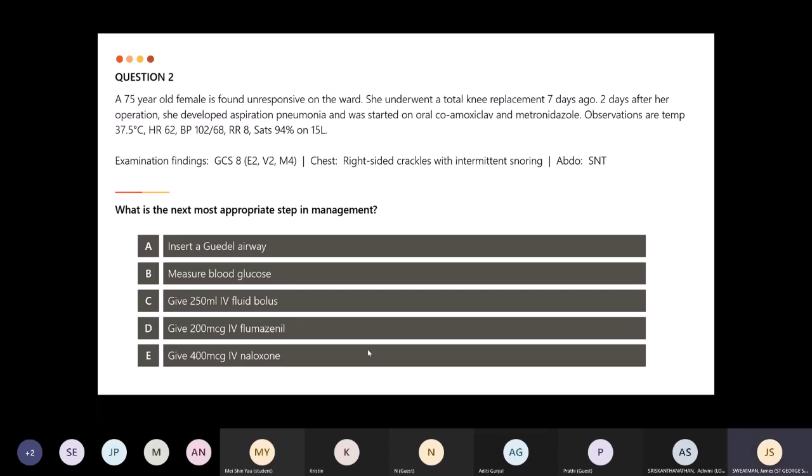Cool, so we've got 8. We'll give it another kind of 20 seconds. Oh, someone's changed their mind. Right, you've got 10 seconds. Cool, I think that's all of us.